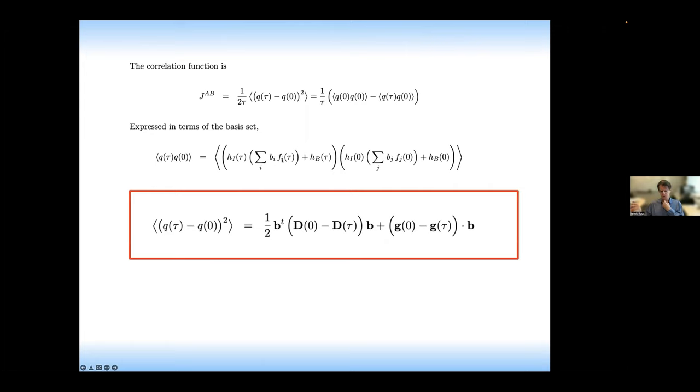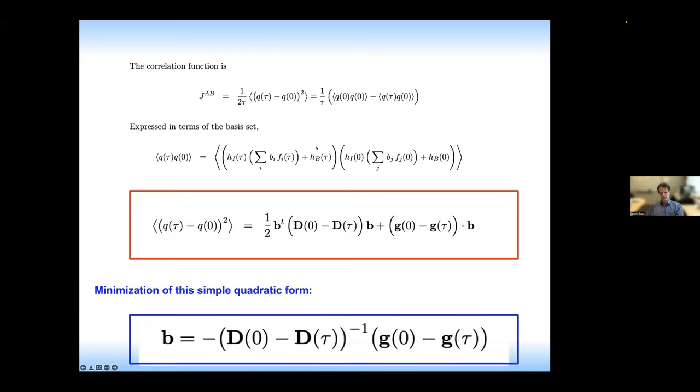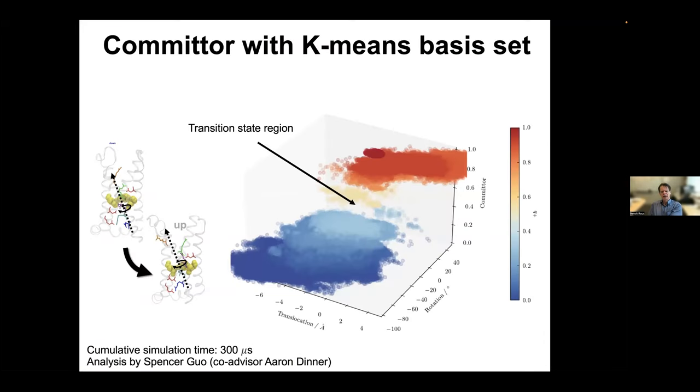Like in Hartree-Fock, you throw in a basis set expansion, and you just optimize your basis set coefficients. And so we're able to write this correlation function with these matrices, where these D's and these G's are correlation functions of the basis functions, f sub i and f sub j. And then when you do the variational principle on the basis set coefficients, you just have a simple algebraic matrix equation to solve to get the best committor in that basis set expansion. That's a fantastic trick.